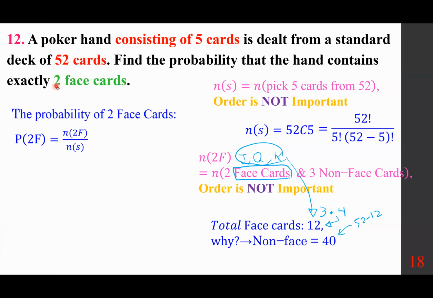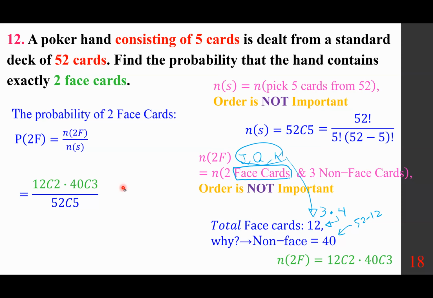And the rest of them, combination of 40, choose 3. Because why 3? Because we have 5 cards. 2 of them are face cards. 3 are non-face cards. That becomes the numerator.